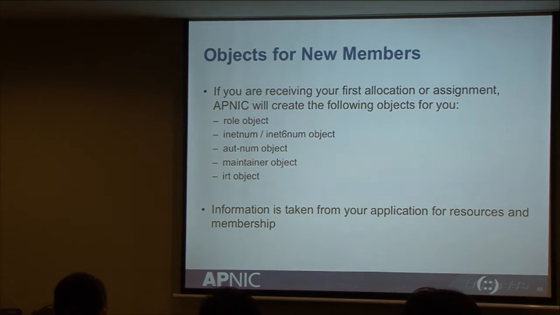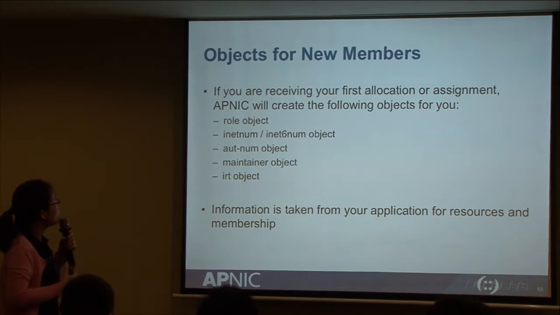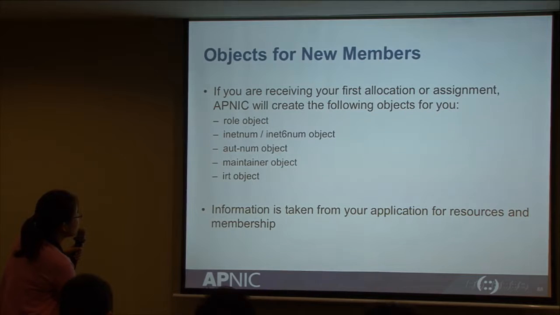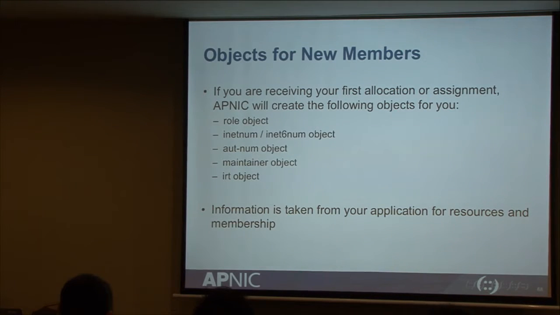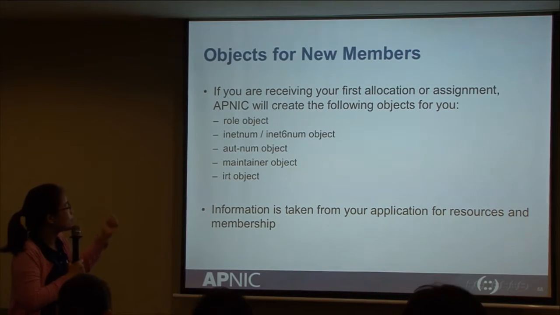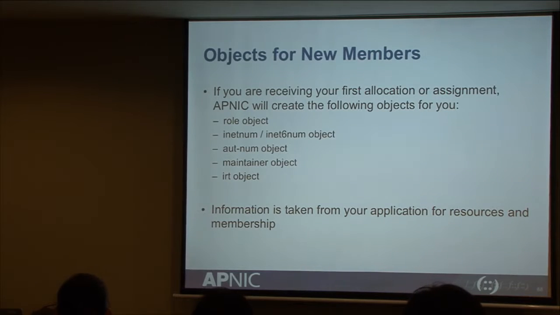Okay, if you are a new member coming to APNIC, then we will create for you the role objects, the IPv4 and IPv6 objects, and the autonomous number if you have applied for an autonomous number, and then the maintainer objects. Basically, these will be created, but the resources depend on which resource you have applied for. So role, maintainer and IRT objects are mandatory.